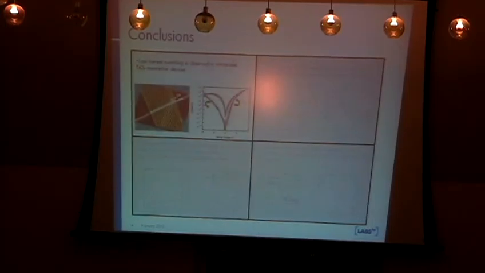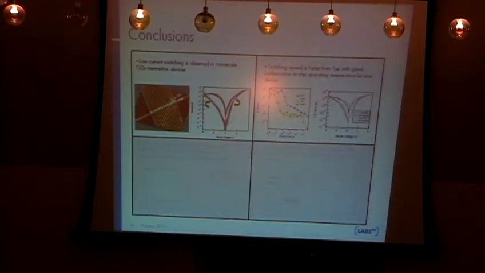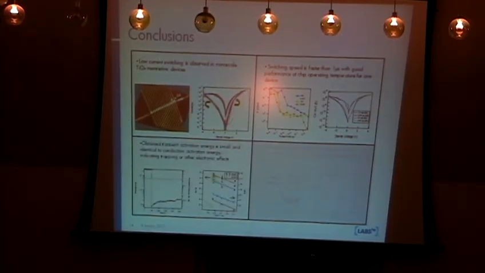We observed the low current switching mode in our nanoscale gallium oxide memristive devices, and we characterized them. We got a switching speed of about 1 microsecond, and we find good performance at chip operating temperature for one device. We also observed the initial transient of the on state, which is thermally activated. And this transient activation energy is small and identical to the conduction activation energy, indicating trapping or other electronic effects.